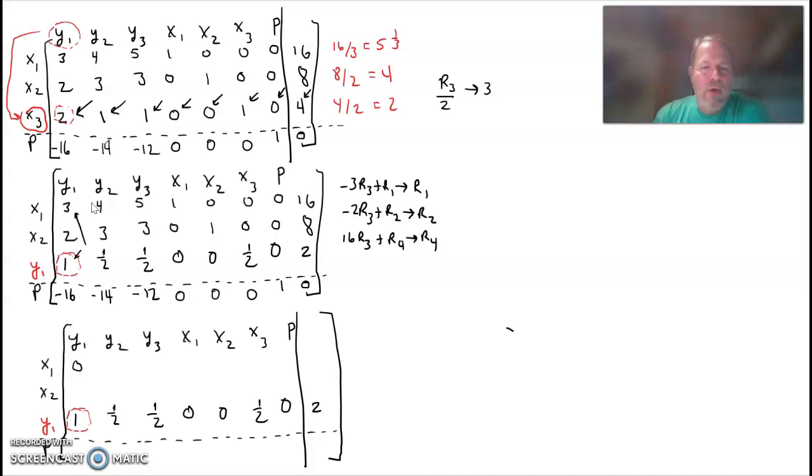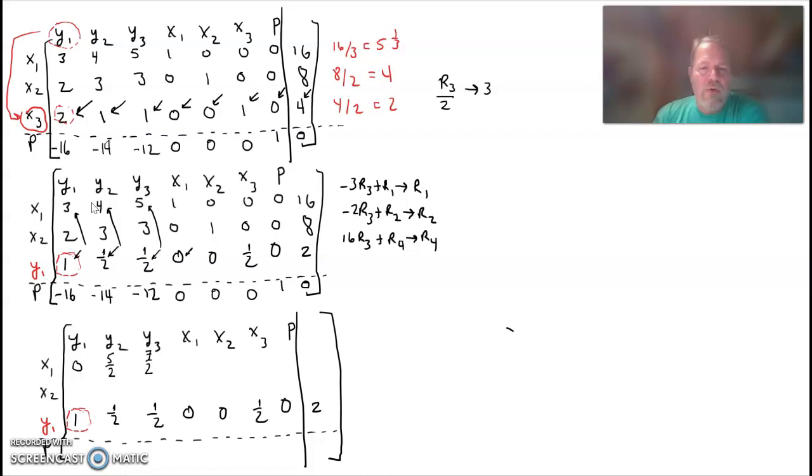-3 times 1/2 is -3/2 plus 4. 4 is 8/2. -3/2 plus 8/2 is 5/2. And then -3 times 1/2 again is -3/2 plus 5. 5 is 10/2. -3/2 and 10/2 is 7/2.